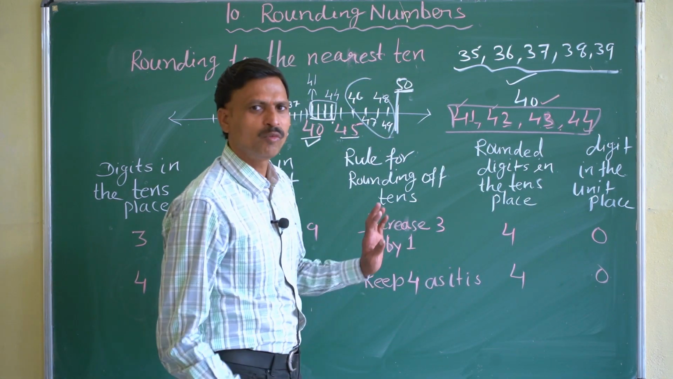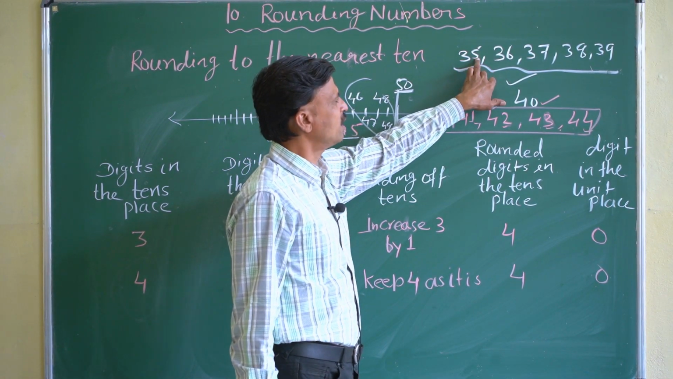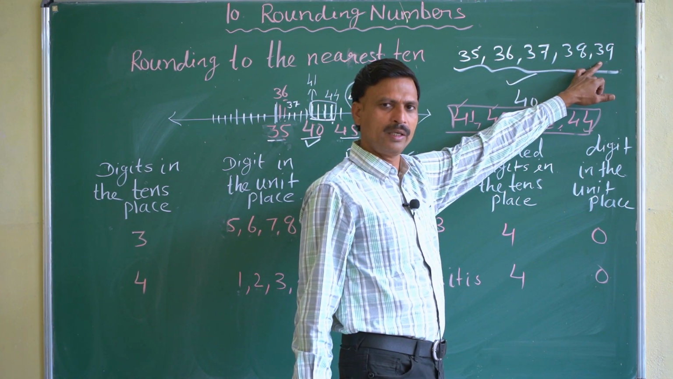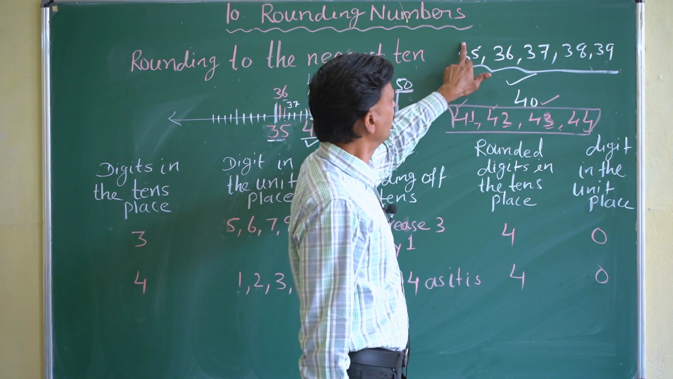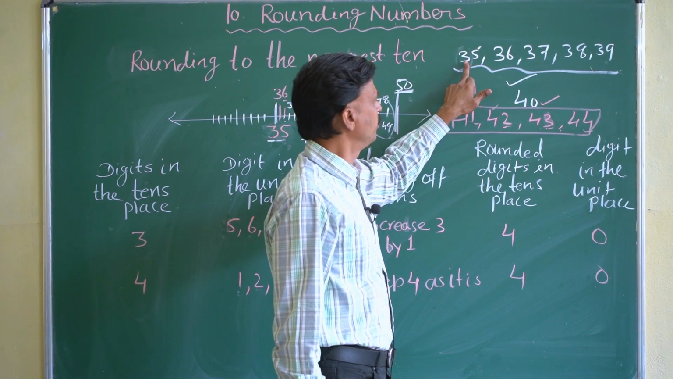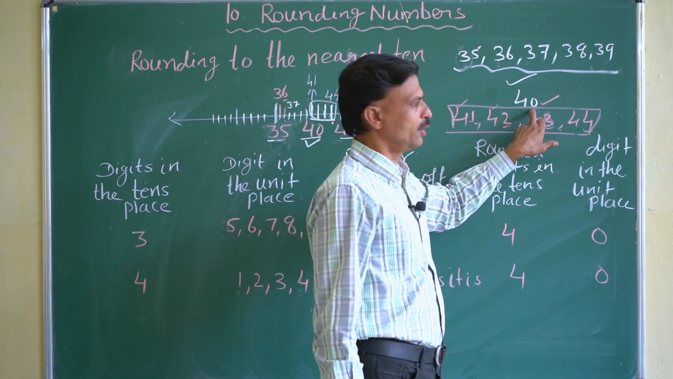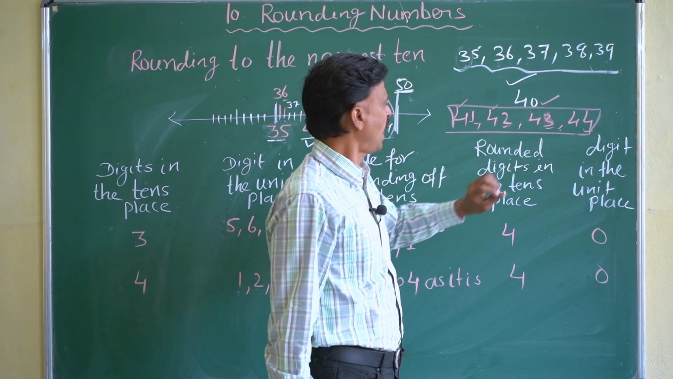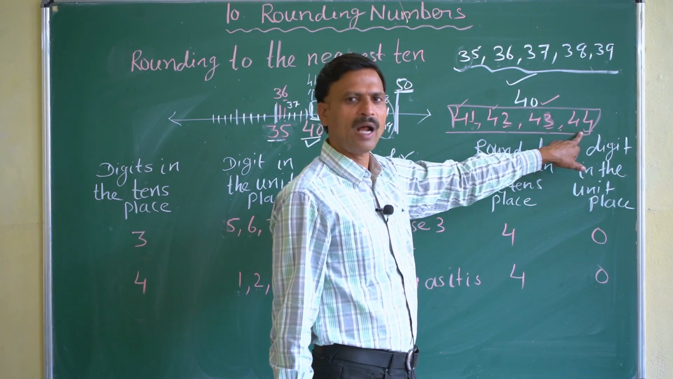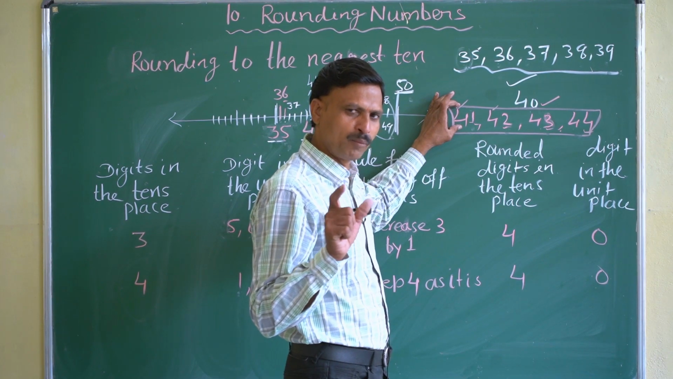So it is clear: we add 1 to the 10th place digit if the unit place is 5, 6, 7, 8 and 9. Are you getting it now? Here the 10th place digit is increased by 1, so from 3 it becomes 4 and the unit place becomes 0. So it will give 40. And if the unit place digit is 1, 2, 3 and 4, the 10th place digit is kept as it is. Clear now?